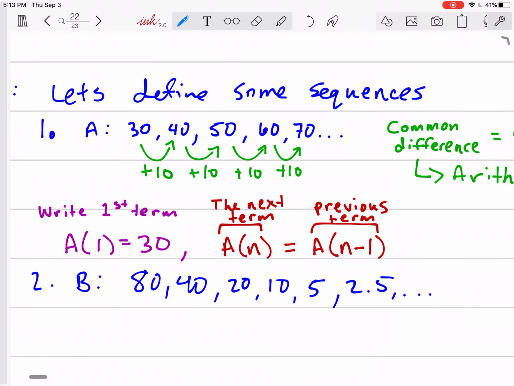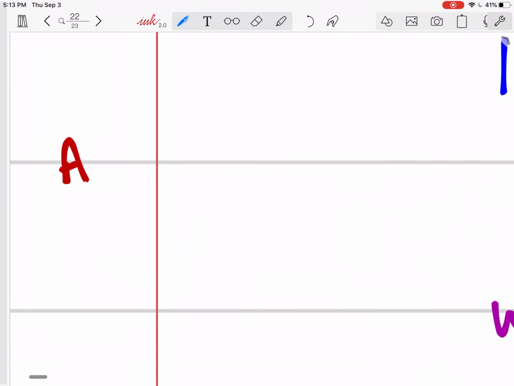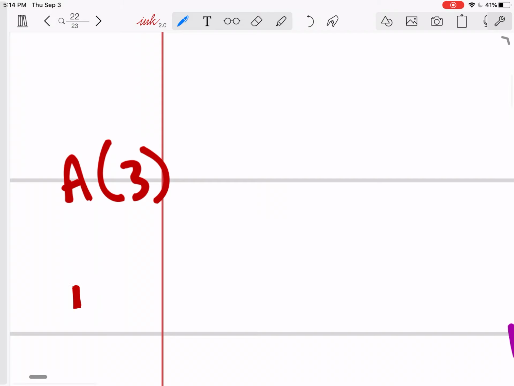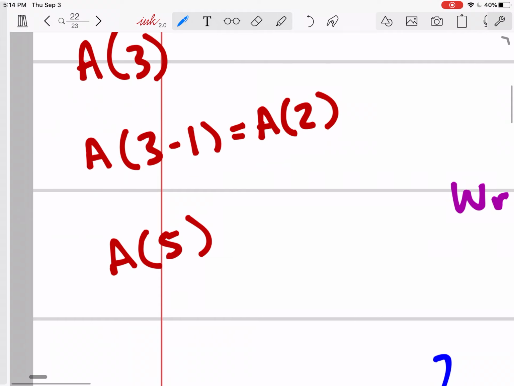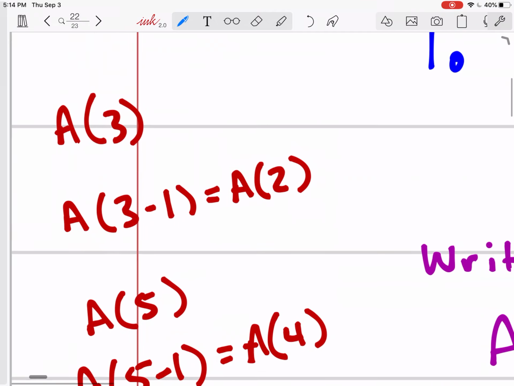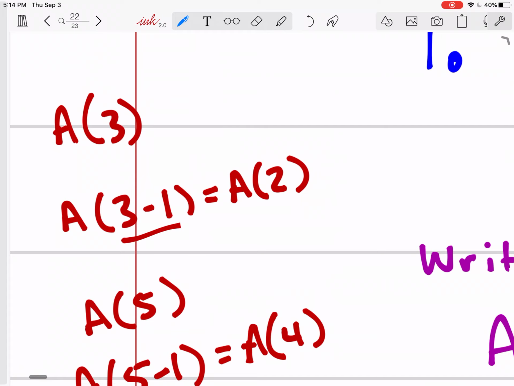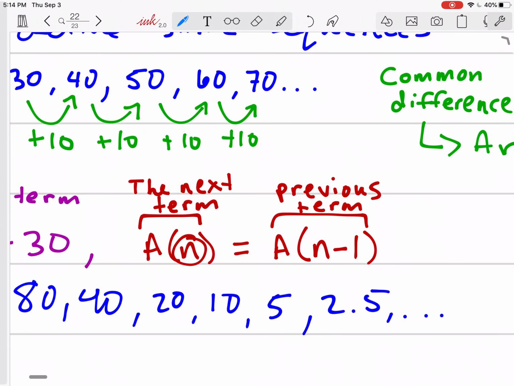Why though? Why is n minus 1 the previous term? Well, if I did a little off to the side here, if I had A of 3, well, the term previous to that would be A of 3 minus 1, which equals A of 2. Or if I had A of 5, if I wanted to find the term previous to that, it would be A of 5 minus 1, which equals A of 4. So you can see that all we have to do to mark the previous term is to subtract 1 from wherever we're at. But in our case over here, we're working with the nth term. Well, to get the previous one, we just subtract 1 from it.